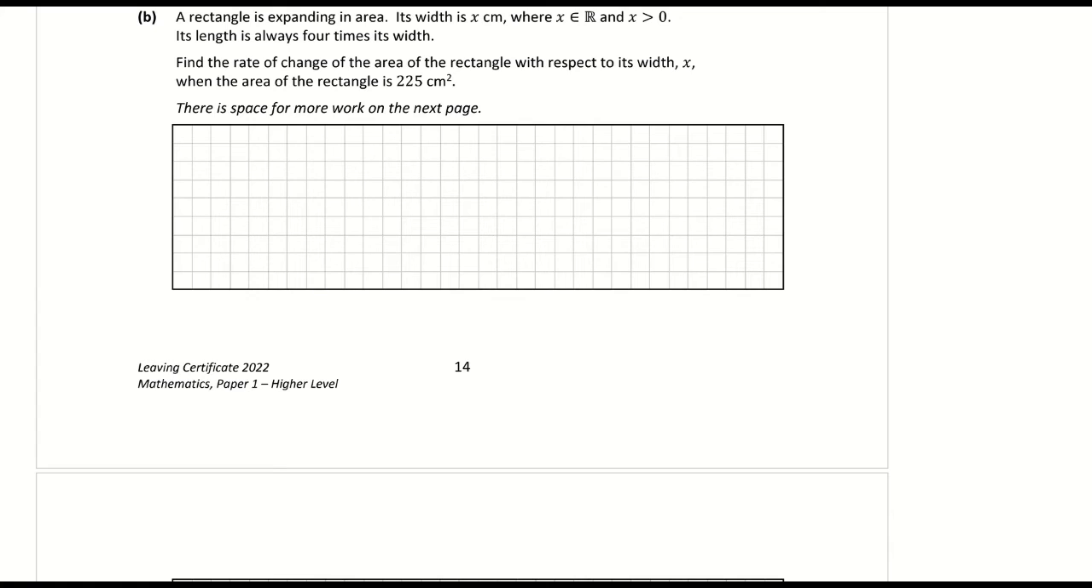So the first thing I'm going to do here is draw out our rectangle. Let's look at it out here to the side. So I have my rectangle here. And what do I know about it?